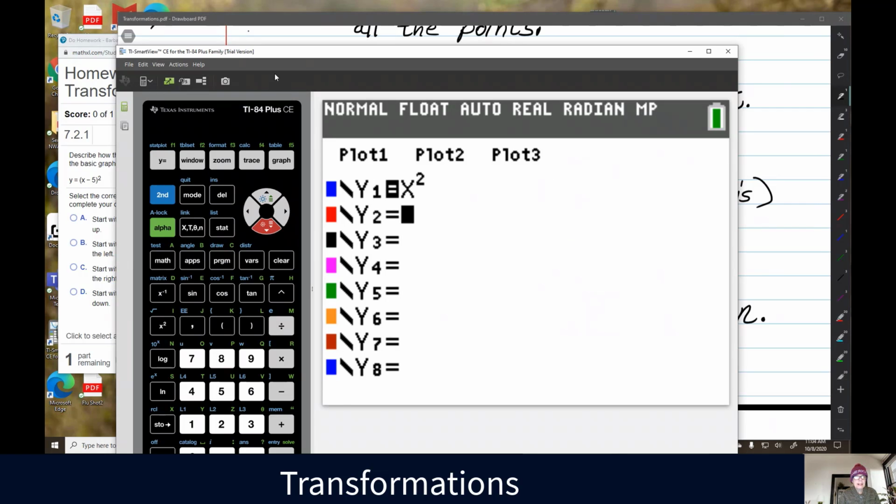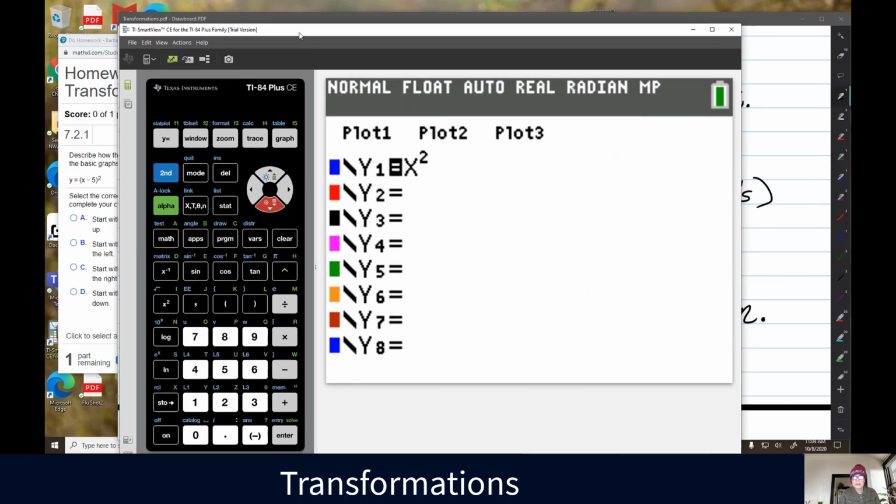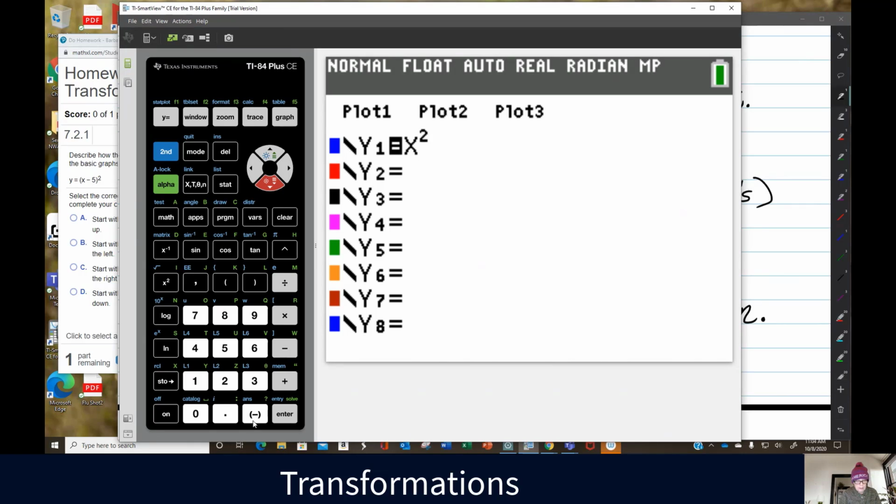Right. My negative sign on the TI calculator, you have to find your own if you don't have a TI, is right there. Right there. Down here. I hope you can see.